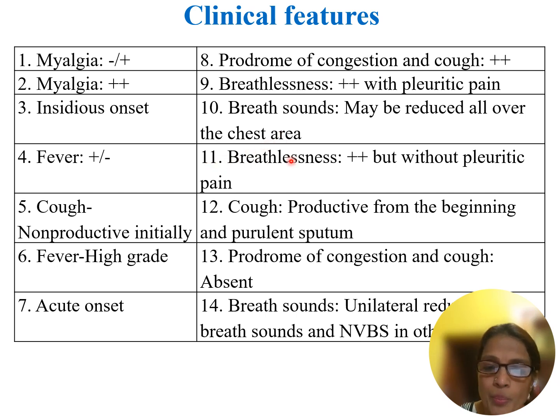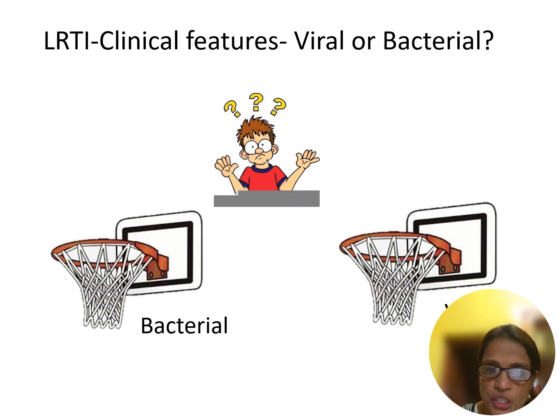Number 11, breathlessness present but without pleuritic pain. Number 12, cough productive from the beginning and with purulent sputum. Then number 13, prodrome of congestion and cough absent. Number 14, breath sounds, unilateral reduction of breath sounds and normal vesicular breath sounds on all other areas of the lung. Now you need to differentiate these features.